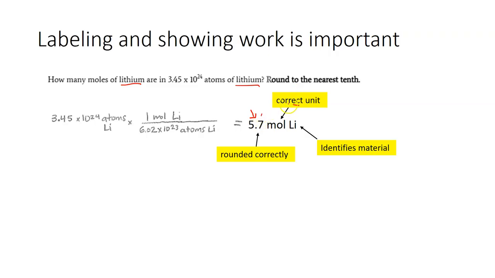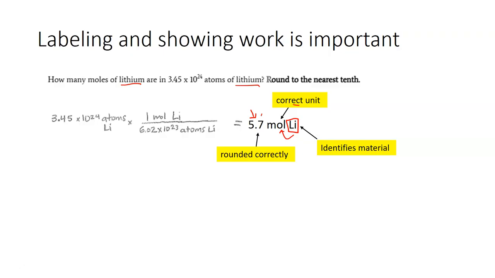Check. We've got the correct unit, which we always need. And we also have to label what we have. We have 5.7 moles of lithium. If I just say 5.7 moles, that's not telling me enough other than it's a quantity of something. What quantity of lithium in this case, okay?